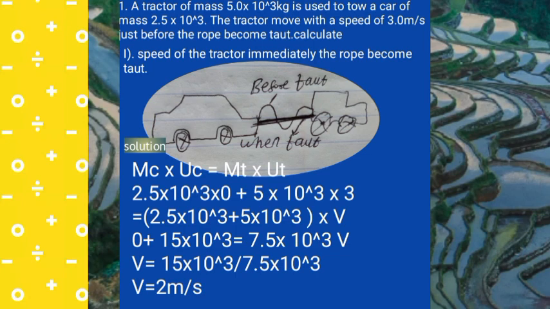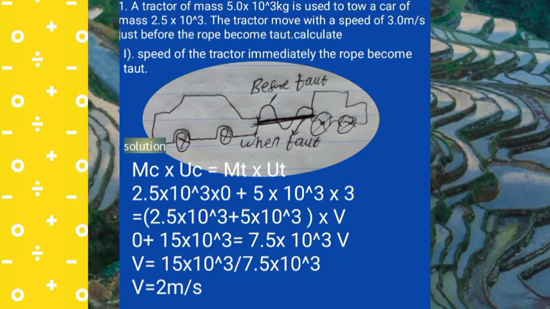So the car's initial velocity is 0 because it's at rest, it's not moving. The tractor, they have already given us the speed, which is 3.0 meters per second. That is the initial speed of the tractor. So this tractor has to move with the speed of 3.0 meters per second before this car tends to move. It's not that the car has already started to move. It tends to move, it's about to move.